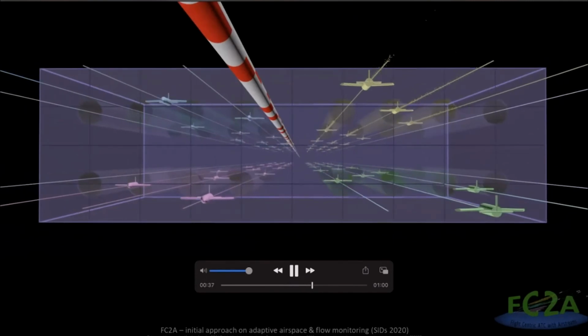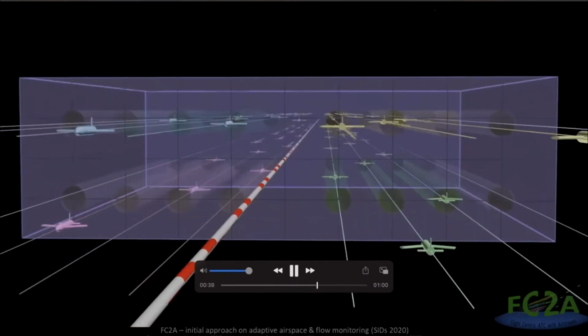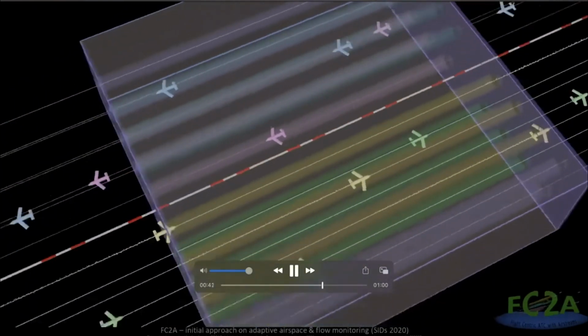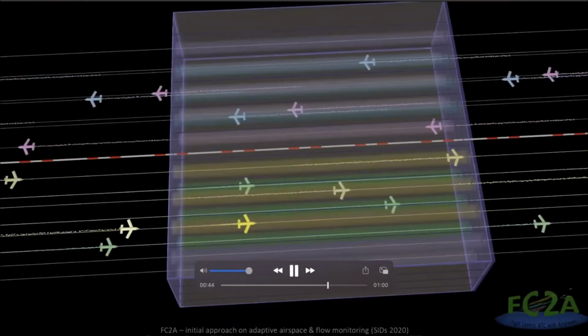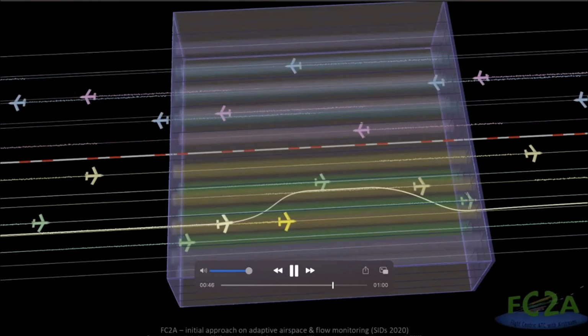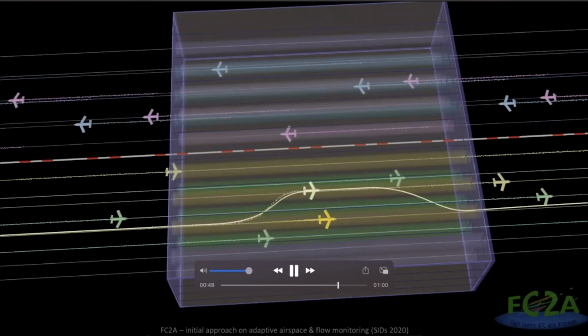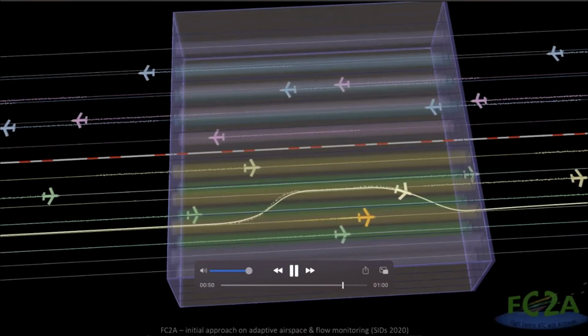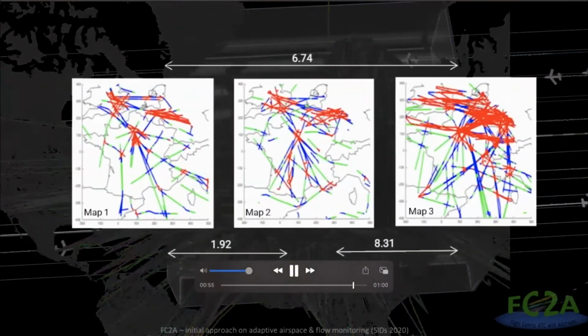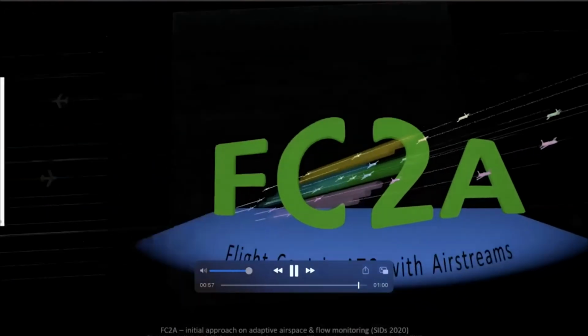The collaborative management is then applied based on automated avionics capabilities and aircraft data exchanges. Maneuvers are however permitted within the airstreams, such as overtaking a slower flight. Calculation of complexity maps will allow to evaluate potential benefits of the implementation of airstreams.